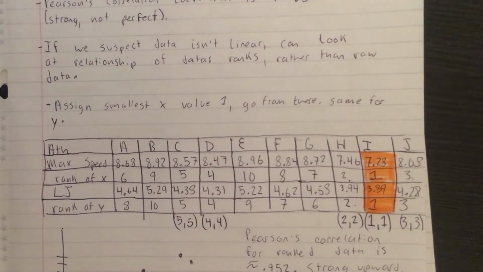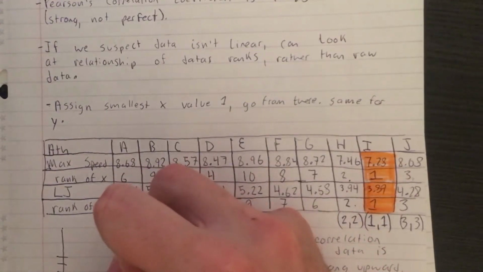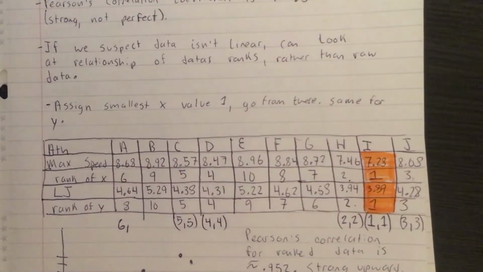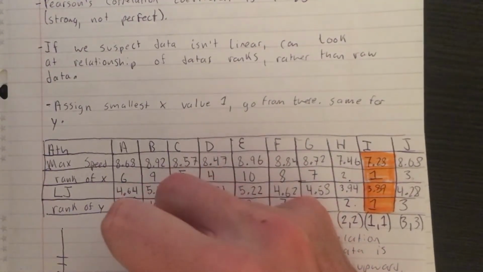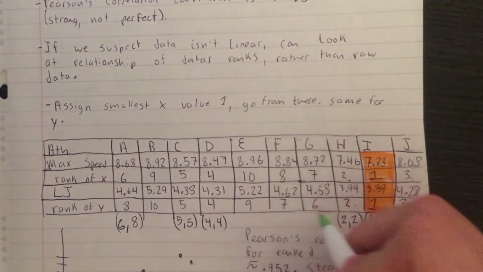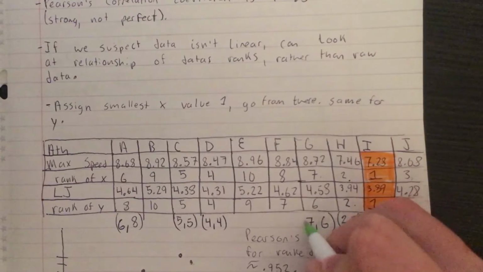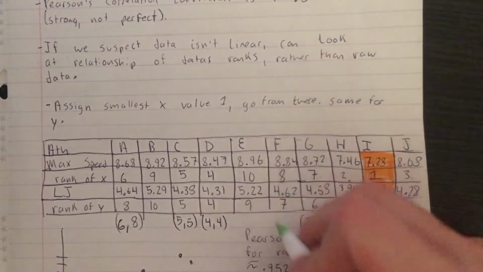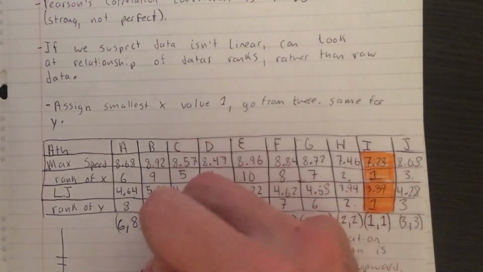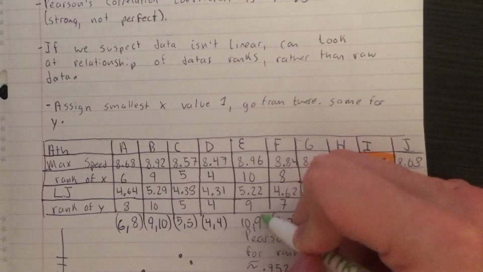Now we run into some discrepancies because they don't work out perfectly. Athlete A is the 6th fastest speed, but they break this trend. You would expect them to be 6, but they actually have the 8th lowest long jump. Then we look for 7 here. The 7th speed has the 6th long jump. 8 has a 7. 9 has 10. And then 10 has 9 right here.